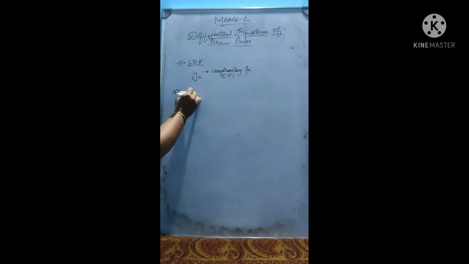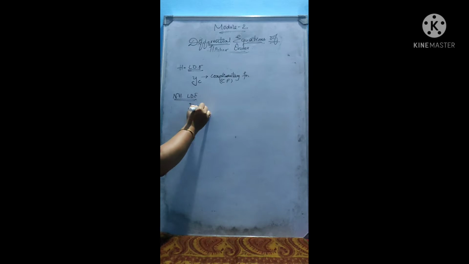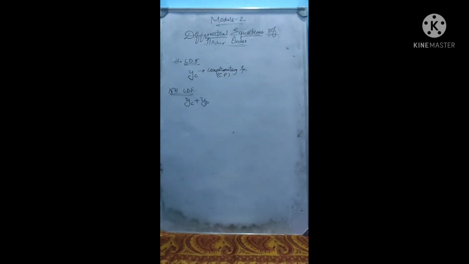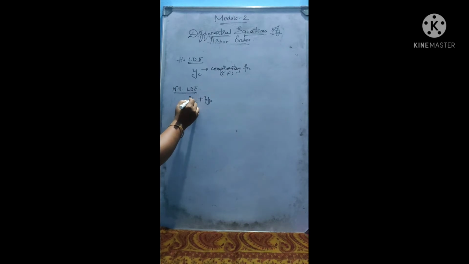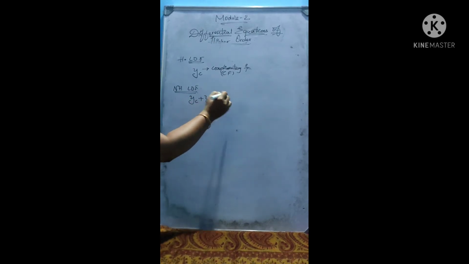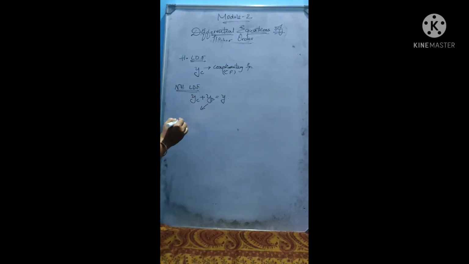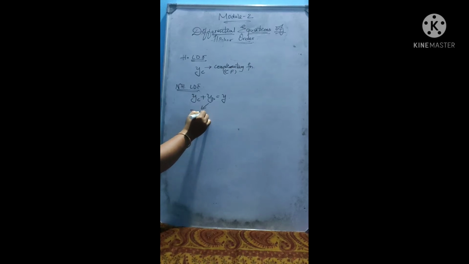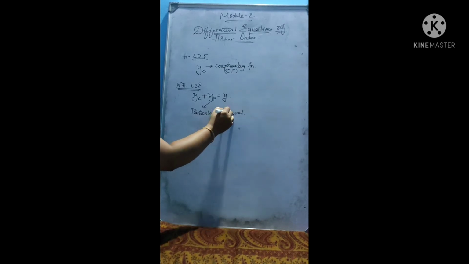Next, for a non-homogeneous linear differential equation, the solution will be of two parts. One is yc, the complementary function part, plus another part, that is yp. Together they are said to be the solution of the non-homogeneous differential equation. We add both of them and write them equal to y. So what is yc? Yc is the complementary function. When it comes to yp, yp is said to be the particular integral, represented by yp.